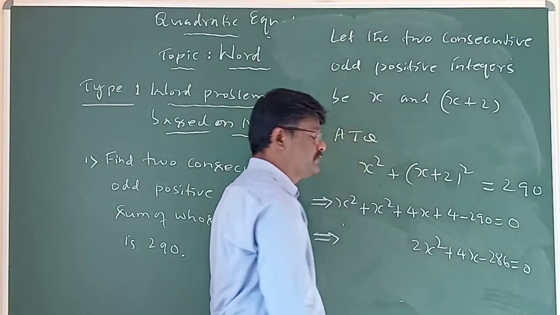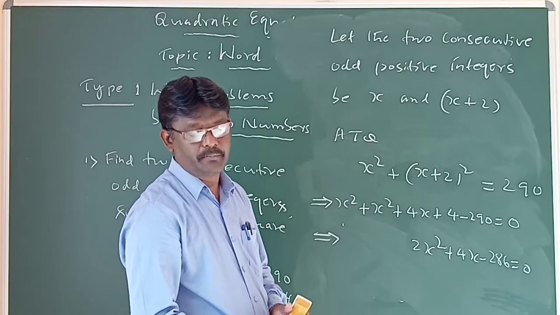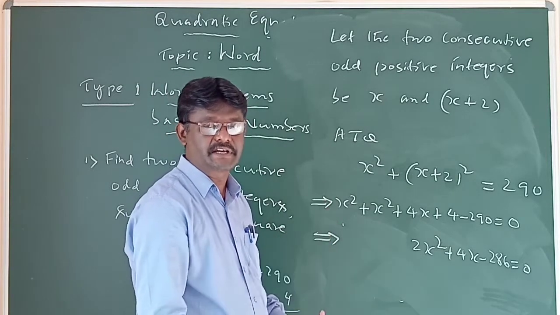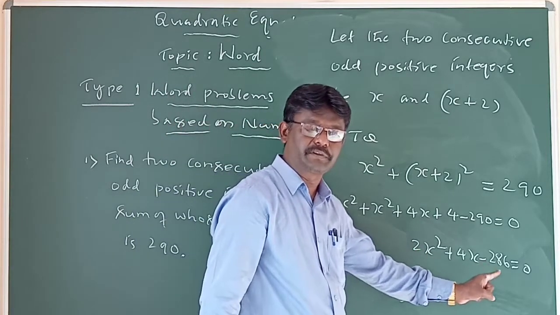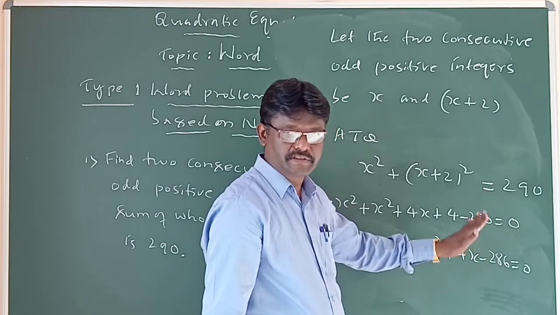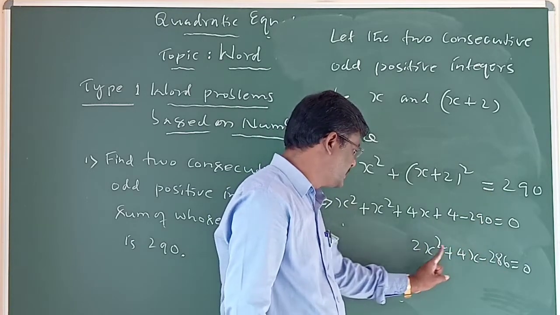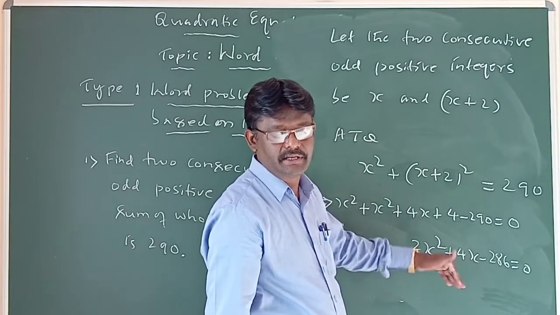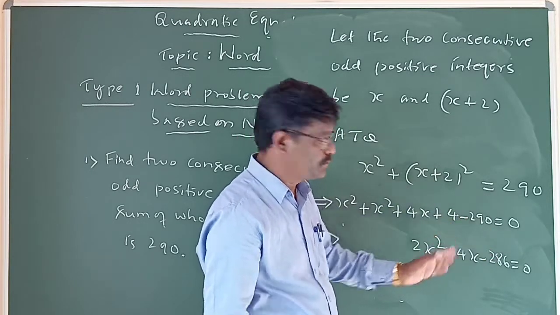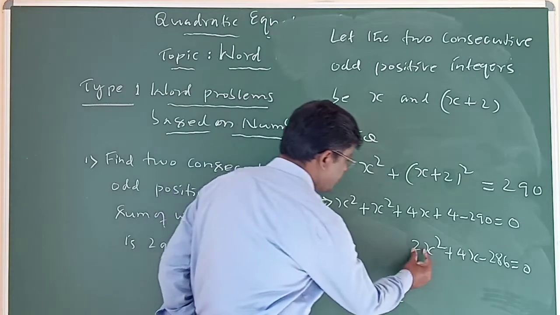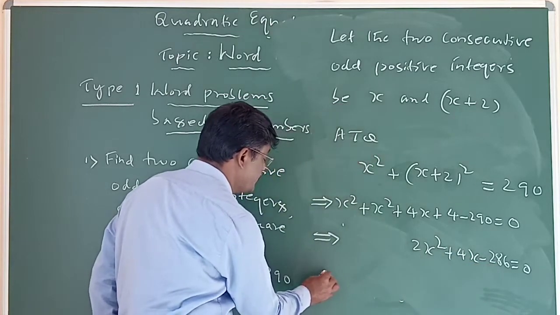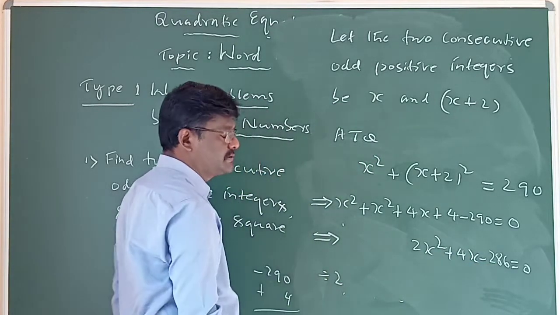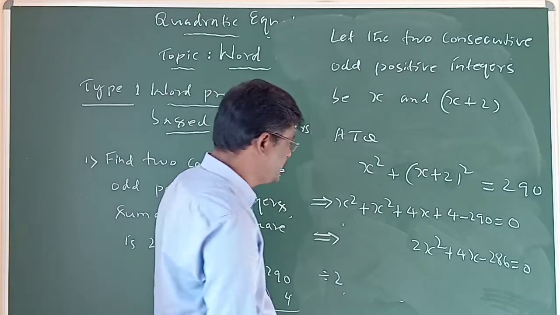So this is what we call standard form. But always, after getting the standard form ax square plus bx plus c equal to 0, check whether there is any common factor. If there is any common factor, let us divide both sides by that itself. Here we have 2. Why? We have an advantage: the factorization will become quite easy.